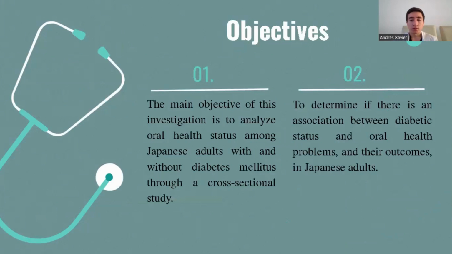First, we have the objectives. The main objective of this investigation is to analyze oral health status, meaning levels of periodontal disease, number of natural teeth, and functional tooth units among Japanese adults with and without diabetes mellitus through a cross-sectional study. And the second one is to determine if there is an association between diabetic status and oral health problems and their outcomes in Japanese adults.